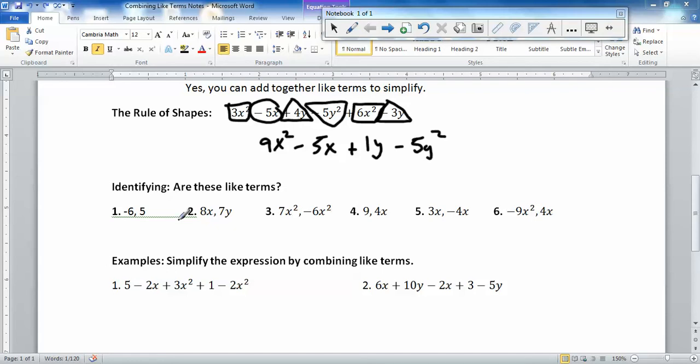Okay, so you have to be able to identify, are these like terms? So negative 6 and 5, they're numbers, so numbers are automatically like terms. As long as they don't have variables, these are like terms, so yes.